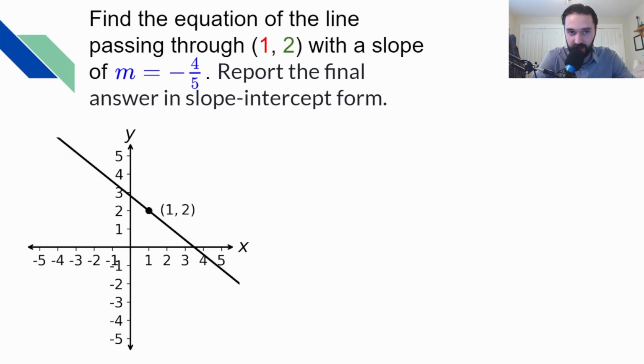Next, we're asked to find the equation of the line passing through 1, 2 with a slope of negative 4/5. And we're asked to report the final answer in slope-intercept form. So what do we know? We know that this line passes through the point 1, 2, and we know its slope. So what we can do is use point-slope form to get started, and then we can just isolate y to get our answer in slope-intercept form.